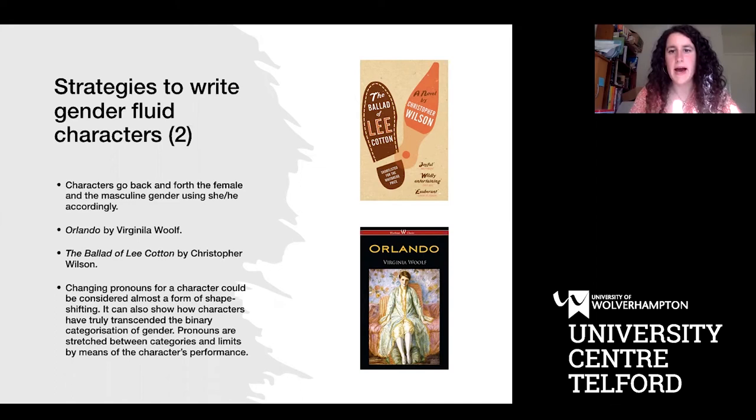And a more contemporary example would be this other book, The Ballad of Lee Cotton by Christopher Wilson. The Ballad of Lee Cotton is actually a very interesting book. It's not very well known, but in this book, the main character is born as a boy, but at some point in the book, they have to change gender, and then they become a woman, and then they are addressed as she, which is quite interesting. So this change of pronouns is a form of shape-shifting, and it can show how, again, gender is performative. As we were saying, it's not something you are born with and stuck with all your life, but it's something that you can modify at will, or your characters may be able to modify at will. So it's a strategy that you can definitely use.